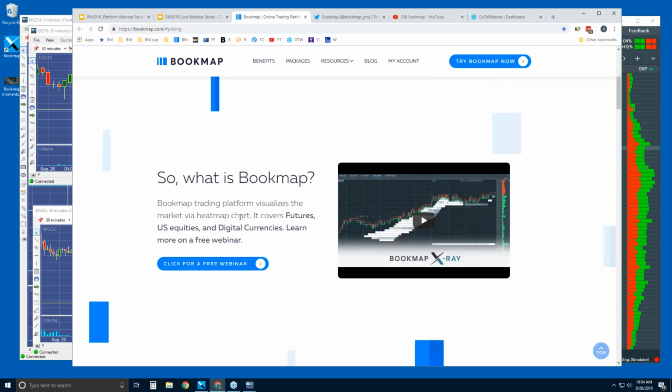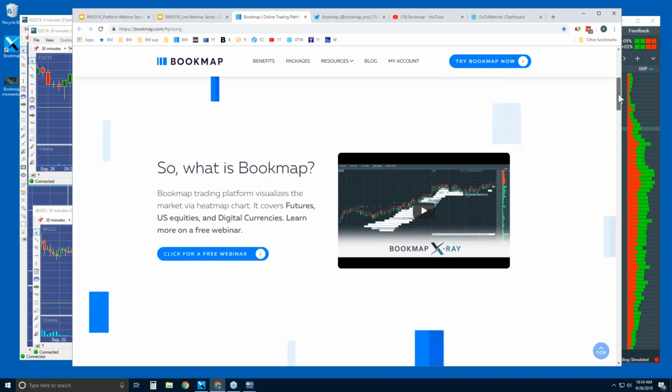Okay, so what is Bookmap? We are a software trading platform. We have a unique way of visualizing the order flow activity, and that is our strength. All right, let's continue on down.